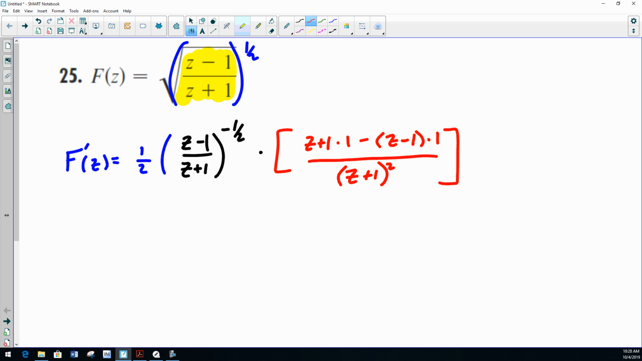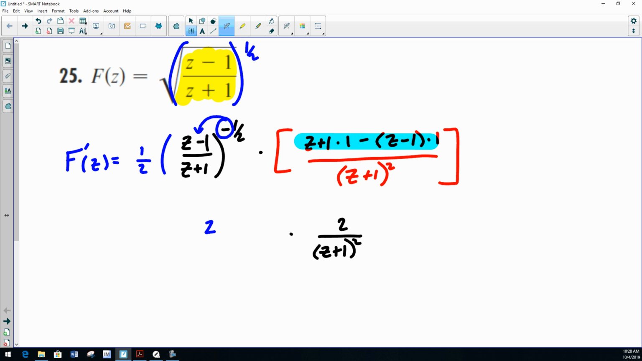The inside will simplify. So I have a z minus z, that's gone. 1 plus 1 is 2. Who remembers what this does to a fraction? The negative. Flips it. So it's going to be a z plus 1 on top, a z minus 1, each one to the half power. And this 1 half is literally going to cancel with that one.